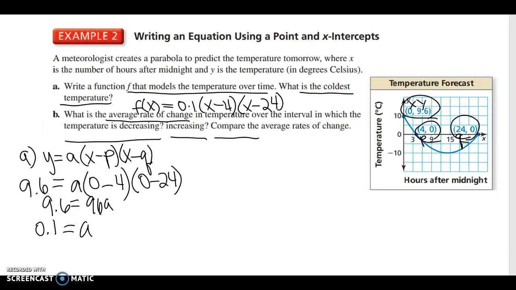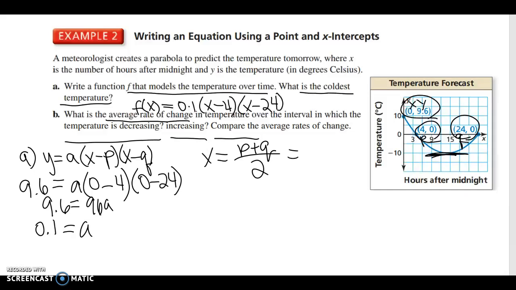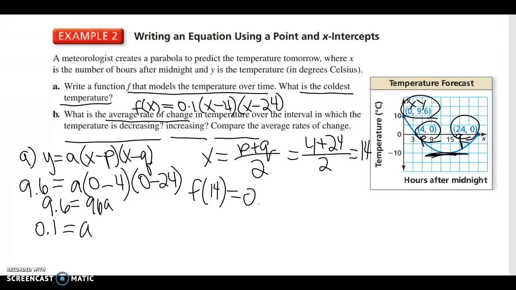To find the coldest temperature, that's going to be my vertex at the bottom here. So I know to find my x, I just do P plus Q over 2. So that's 4 plus 24 divided by 2, and that's going to be 14. So when x is 14, I have my coldest temperature. So I'm going to plug in 14 for my x. And then go ahead and calculate that.